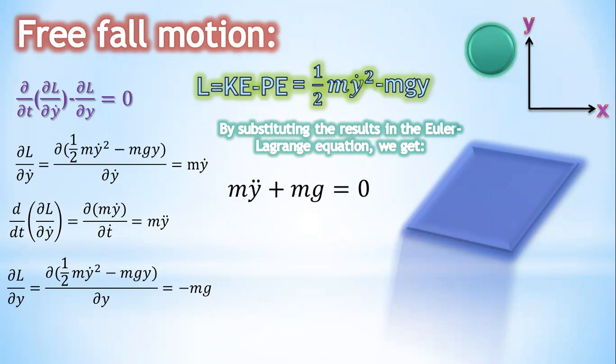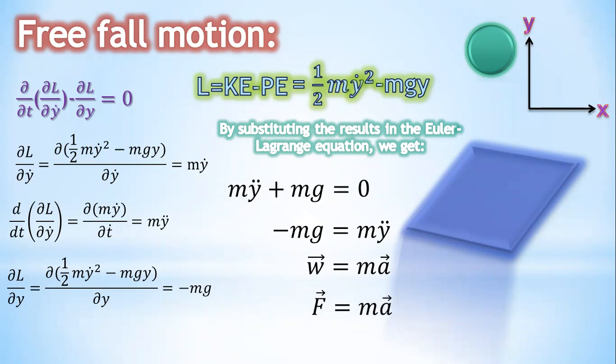Now, by separating each term to a different side, we deduce that minus mg equals my double dot. Minus mg is the projection of the weight force with respect to the y-axis. So W equals ma, thus the force equals the mass times the acceleration, so F equals ma, which proves a formula we knew before, which is Newton's second law.